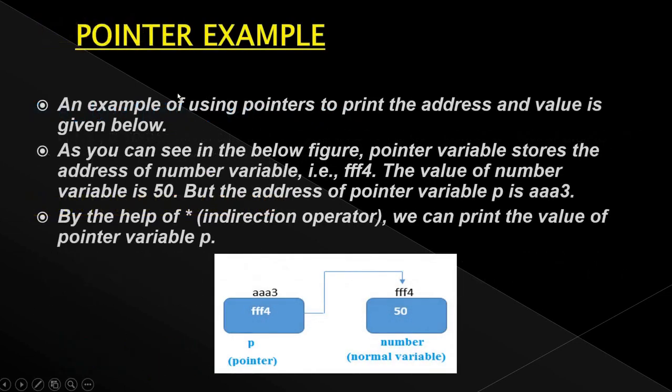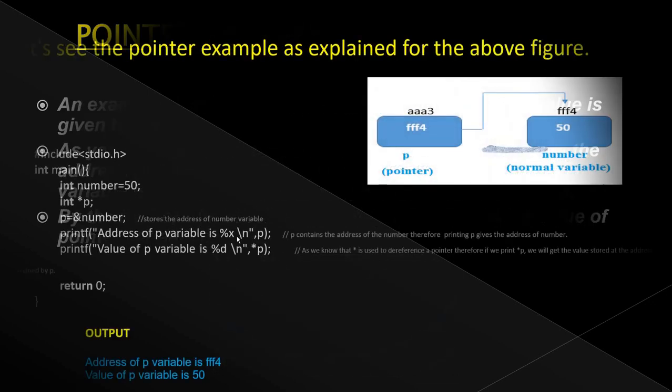Now let's see the examples of pointer. An example of using pointer to print the address and value is given below. As you can see in the below figure, the pointer variable stores the address of the number variable, FFF4. The value of the number variable is 50. But the address of the pointer p is AAA3. With the help of the indirection operator, we can print the value of pointer p.